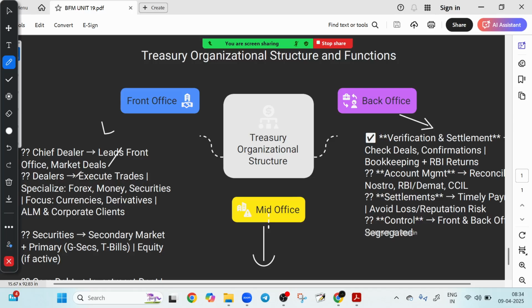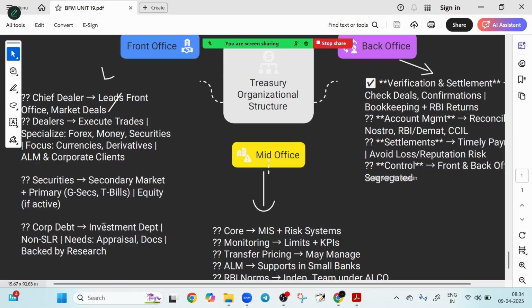So again, I'm repeating, chief dealer, right? The chief dealer leads the team. The team caters to both corporate clients and handles ALM, and they also manage the secondary market like government securities and treasury bills. On the corporate side, they also handle investment proposals backed by thorough research. Chief dealer, forex, money, securities, this you must remember. Dealers execute trades in forex market, derivatives, and securities, and they also manage the secondary market for securities like government securities and treasury bills.